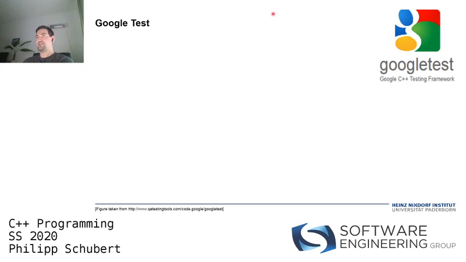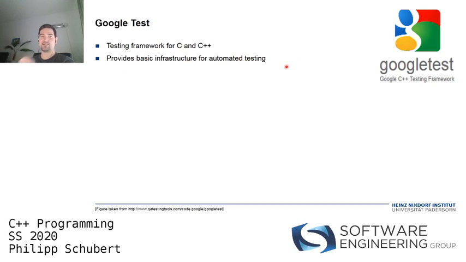What else do we have? We also have a library called Google Test. It's a testing framework for C and C++. It also provides infrastructure for automated testing, which is of great importance if you need to implement some larger piece of software. Then you just have to write unit tests in order to check if all your functions work correctly and behave correctly.